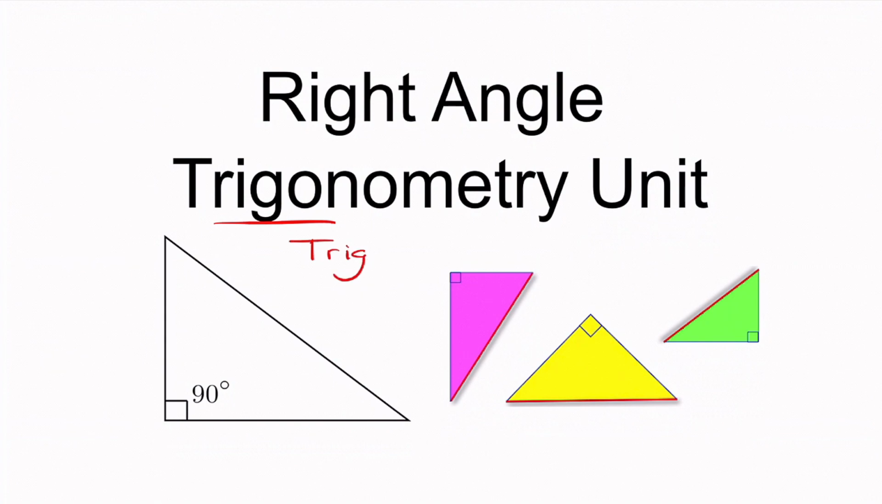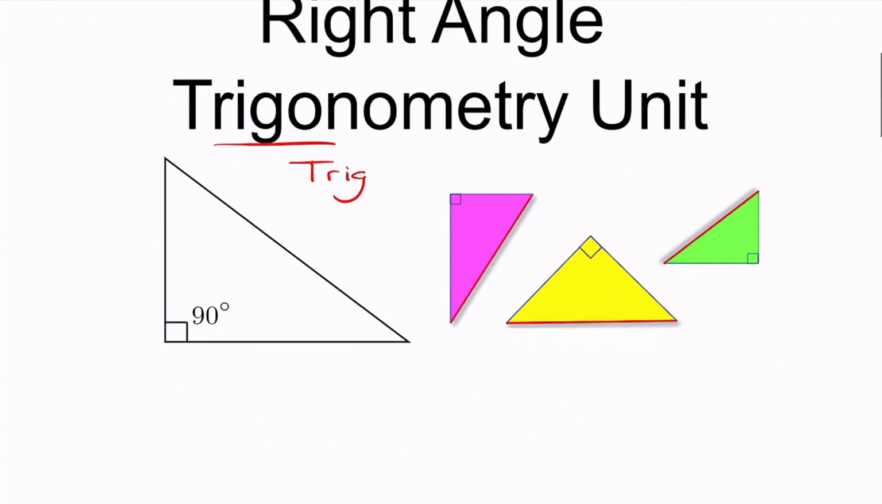And all the triangles that we're going to be using in this unit are going to have a 90 degree angle. That's what a right angle means. The orientation of it doesn't matter. It could be upside down, however they got it, just as long as it has the 90 degree angle in it. Okay, so let's get started.